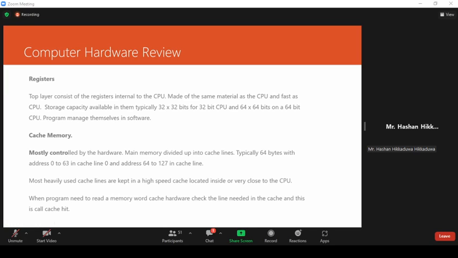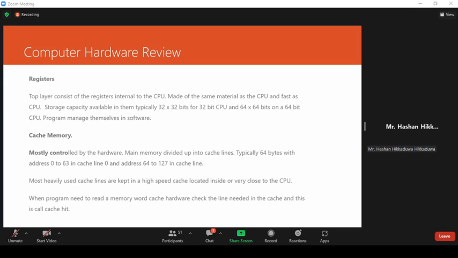If you take the cache memory, it is mostly controlled by the hardware. Main memory is divided up into cache lines, typically 64 bytes, with addresses 0 to 63 in cache line 0 and addresses 64 to 127 in cache line 1. The most heavily used cache lines are kept in higher speed cache located inside or very close to the CPU. Keep in mind, most heavily used cache lines are kept in high speed cache located inside or very close to the CPU.